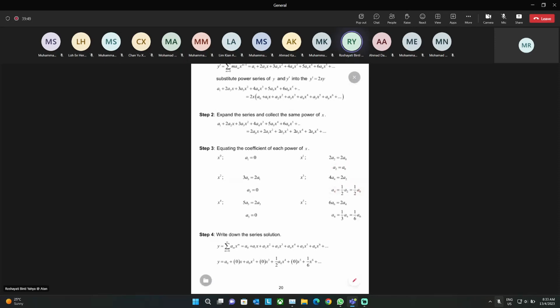x to the power of 4: left hand side 5a5, and then right hand side 2a3. So you go for equating coefficient. a5 equal to 2 over 5 a3. Since a3 is 0, based on this, a5 becomes 0.